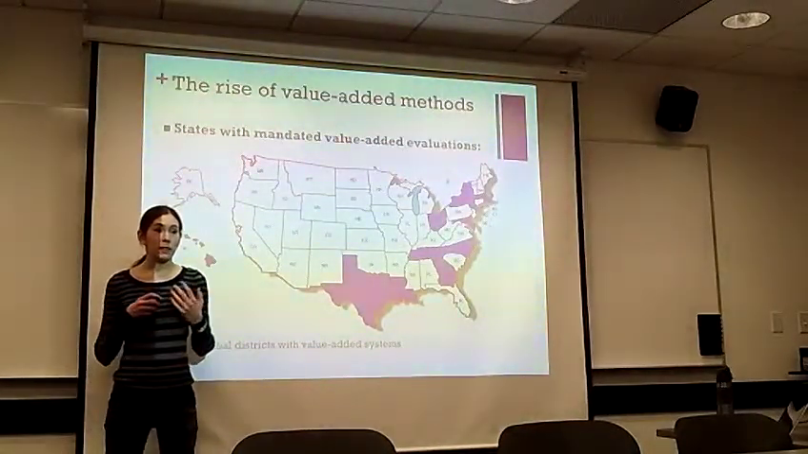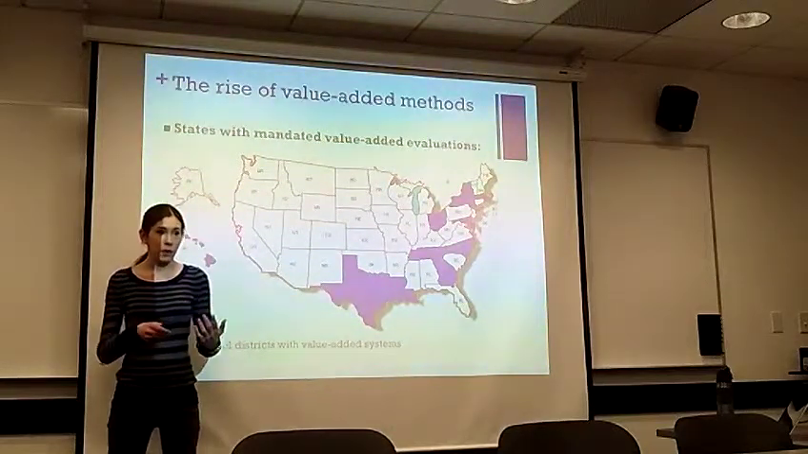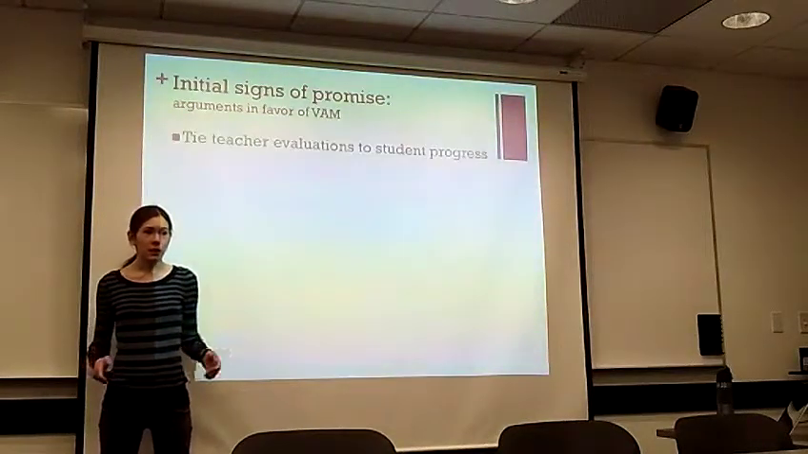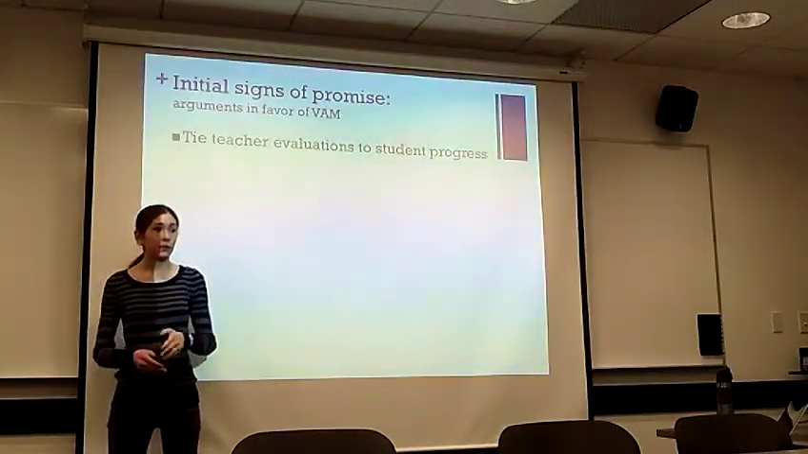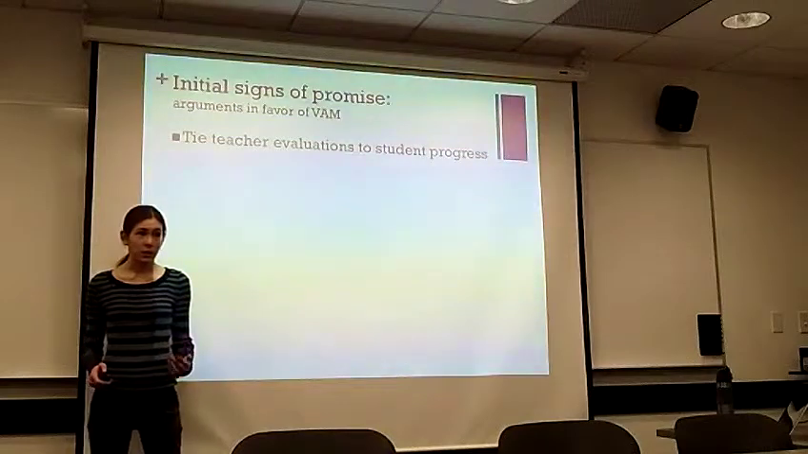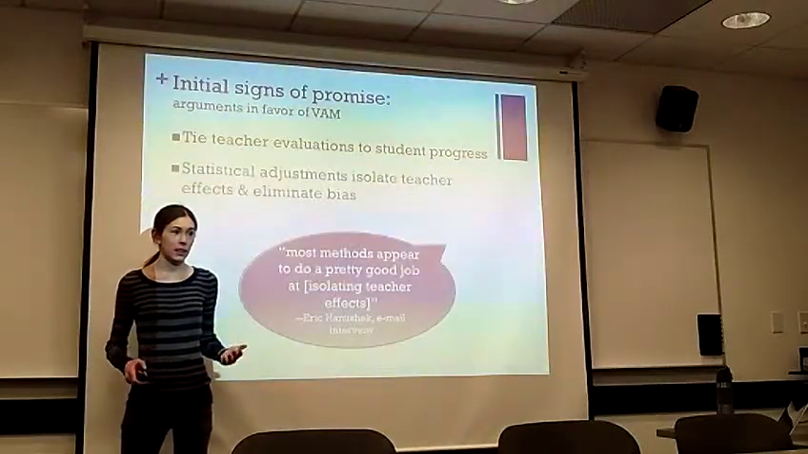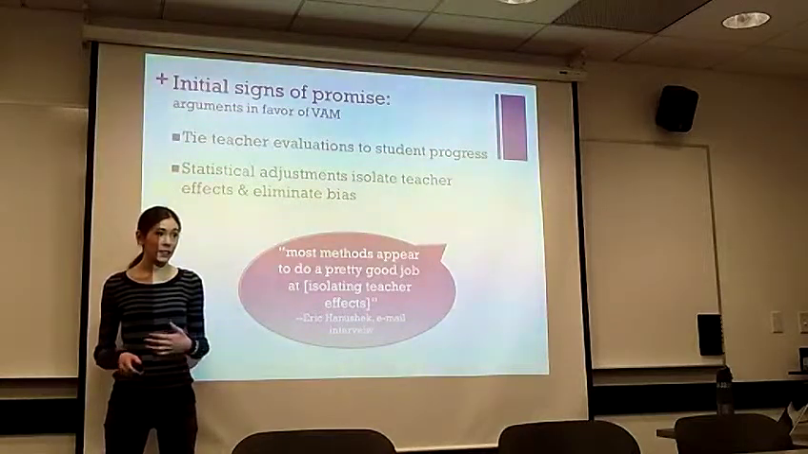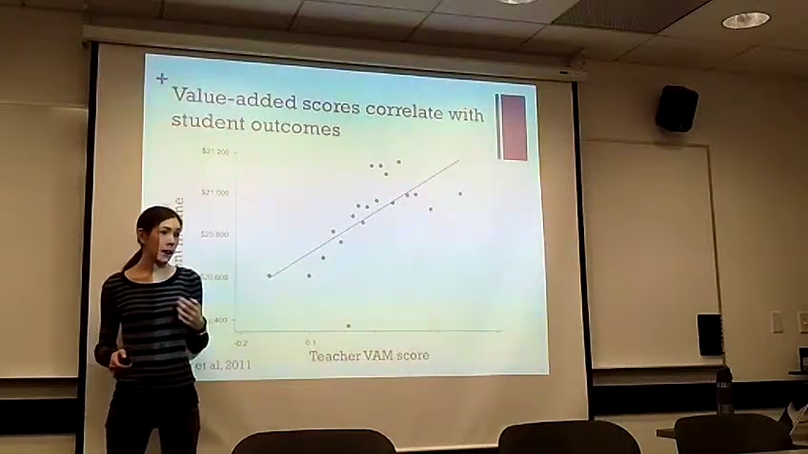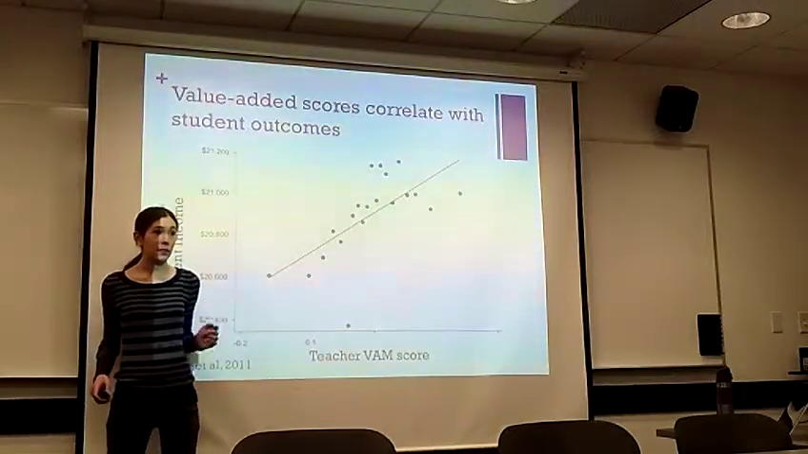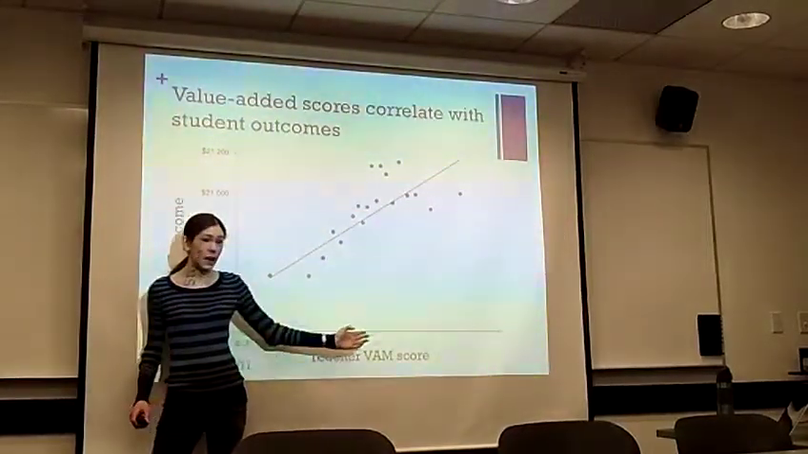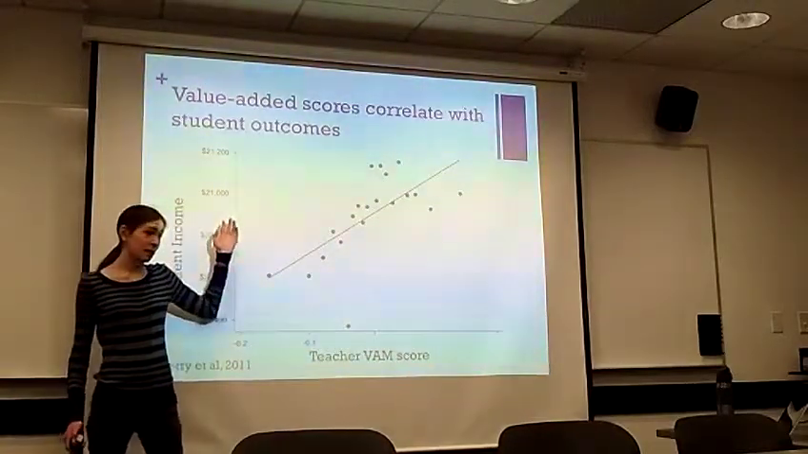Recently, these programs have been getting more and more popular, which just makes it more important that we learn how effective they are. On the surface, we can see all the advantages. Teacher evaluations are tied directly to what their students are actually learning. And since we get an exact numerical answer as to how effective each teacher is, we can easily tell which teachers are best. And all those statistical adjustments are supposed to isolate the teacher's impact from everything else that goes into a student's score. One finding that supports this position is that value-added scores do correlate well with student outcomes. You can see here that as a teacher's value-added score rises, so do her students' incomes later in life.